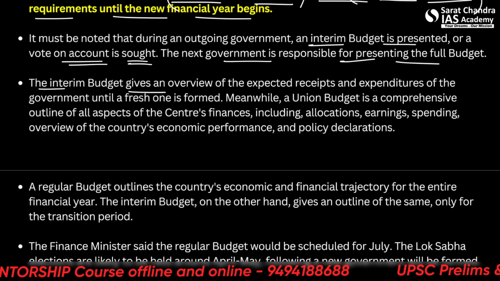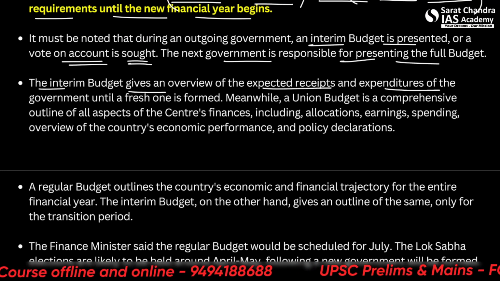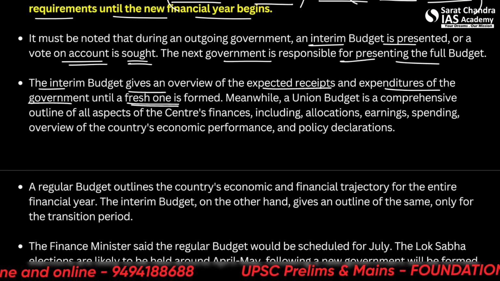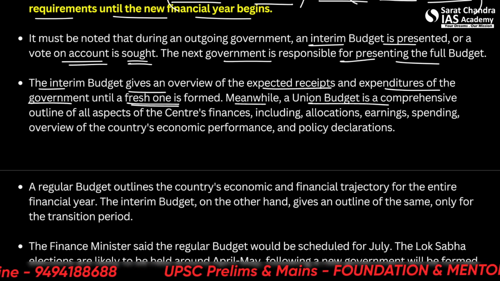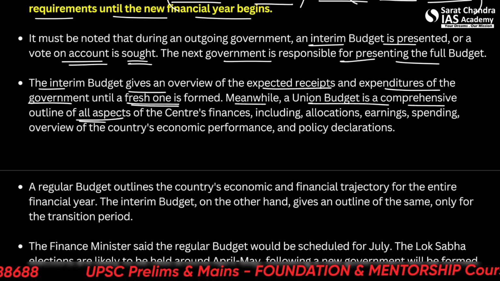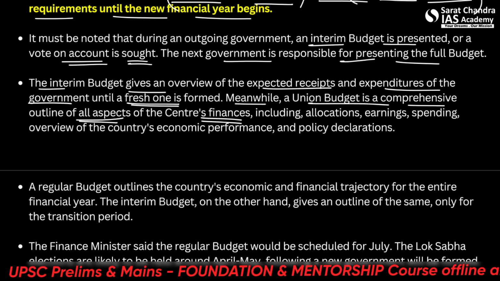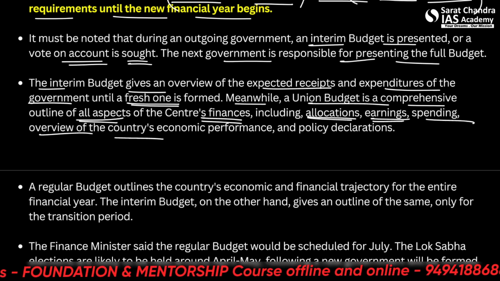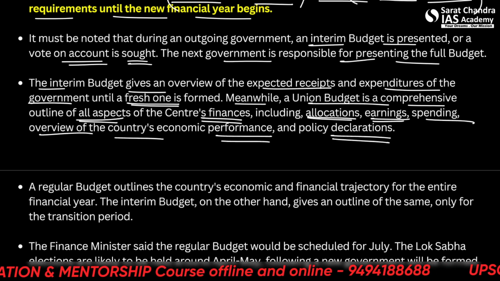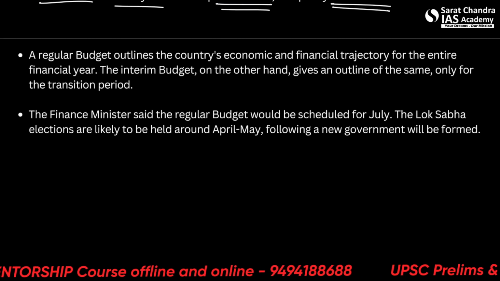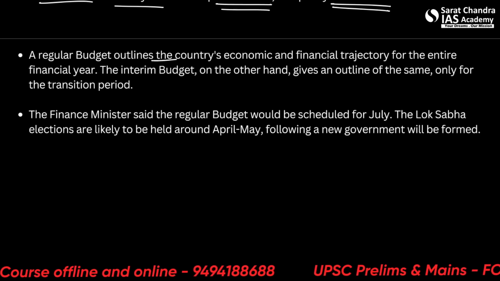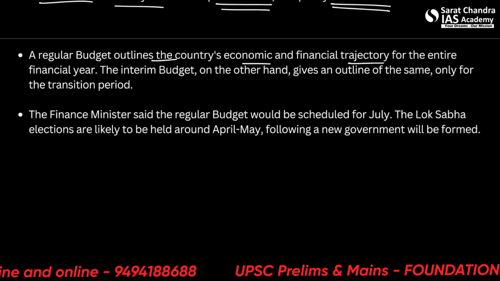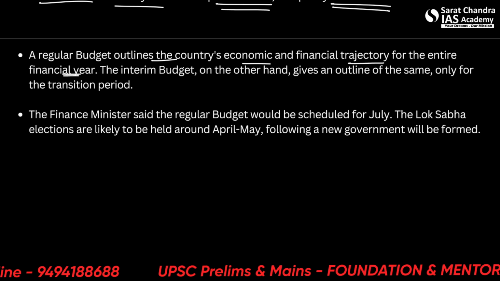The interim budget gives an overview of the expected receipts and expenditure of the government until a fresh one is formed. Meanwhile, a union budget is a comprehensive outline of all aspects of the Centre's finances, including allocations, earnings, spendings, an overview of the country's economic performance and policy declarations. Now let's talk about a regular budget. It outlines the country's economic and financial trajectory for the entire financial year. Alright, so this is very important here.